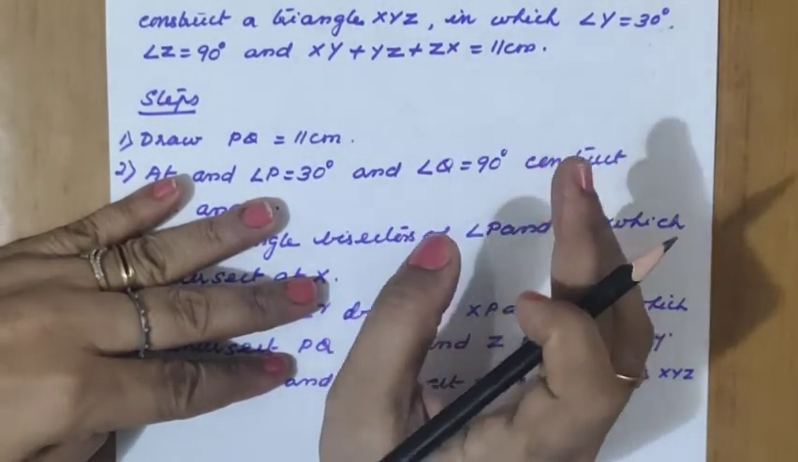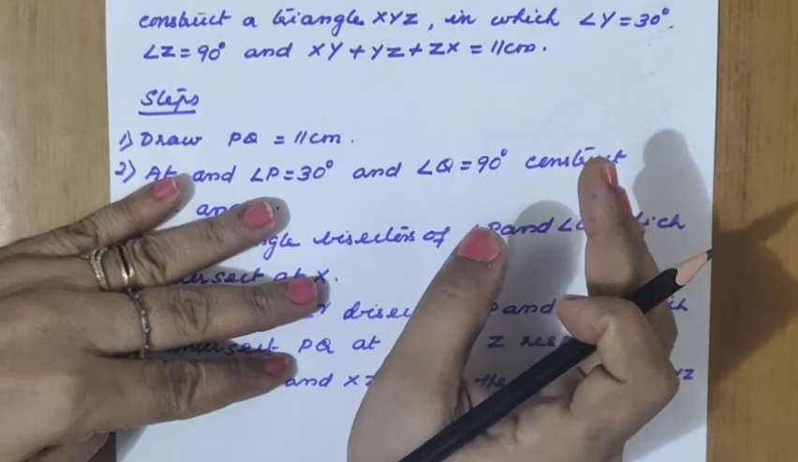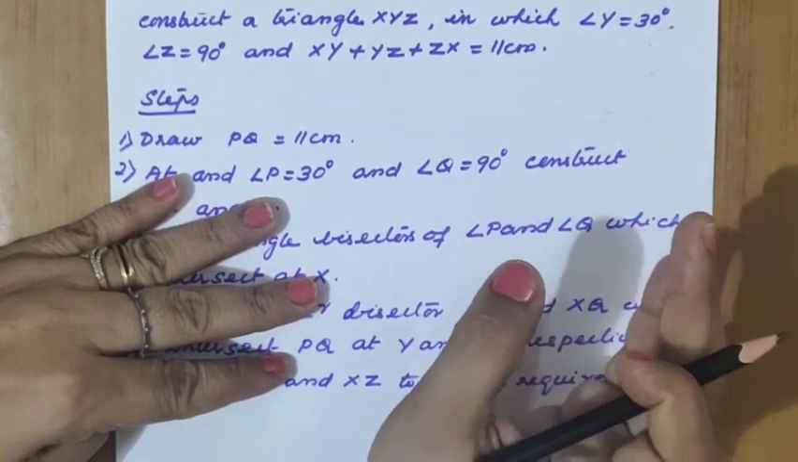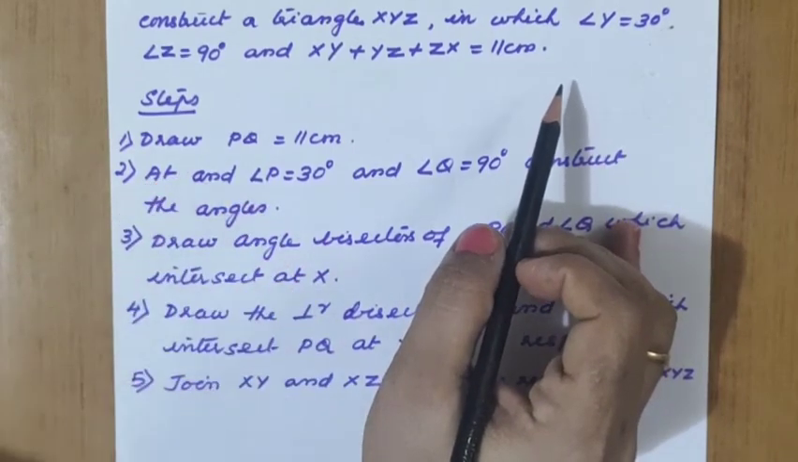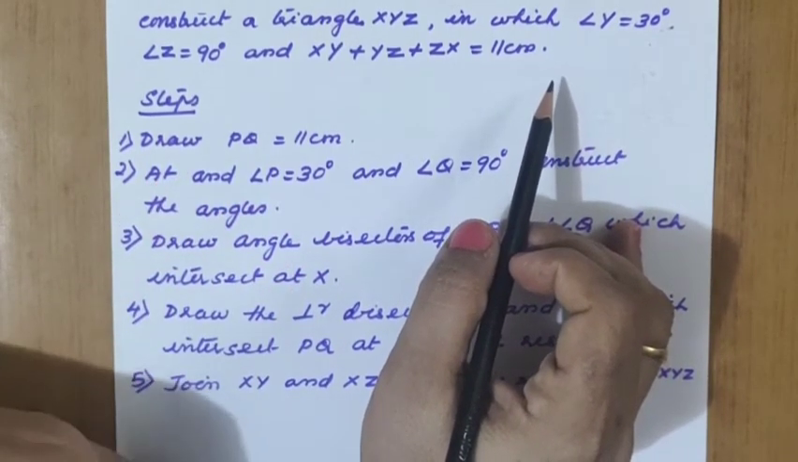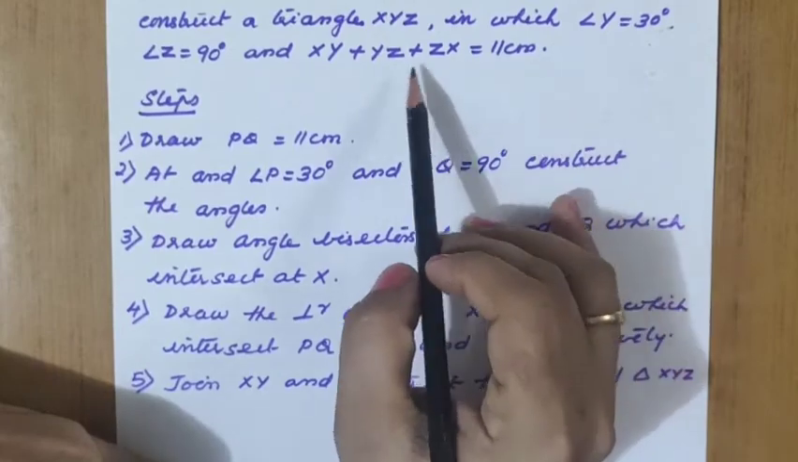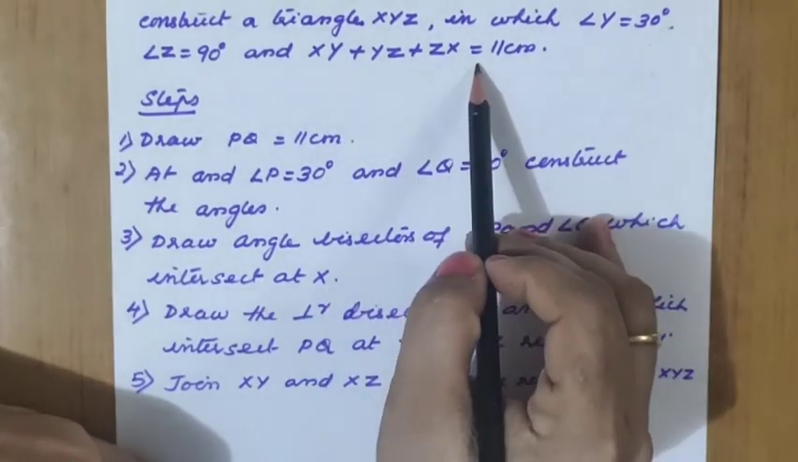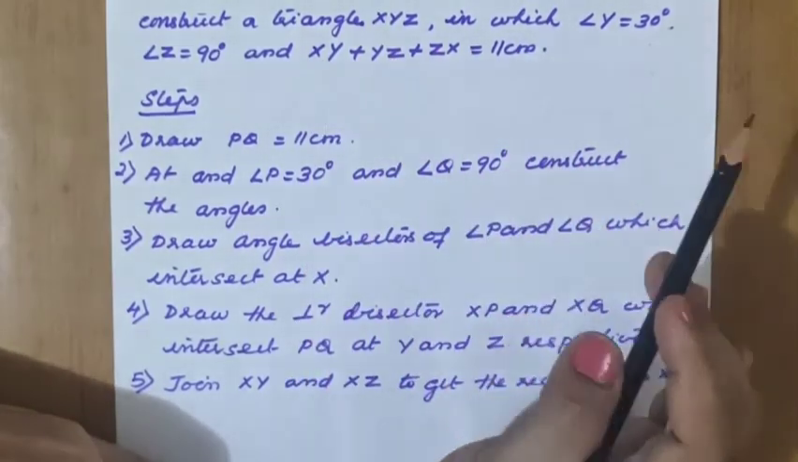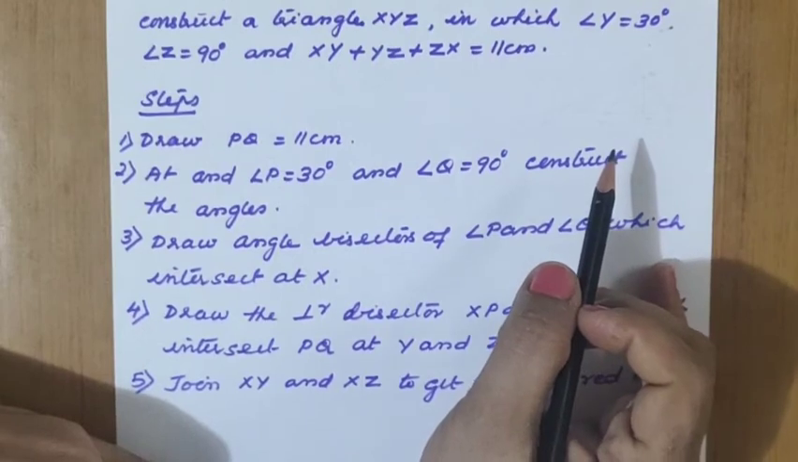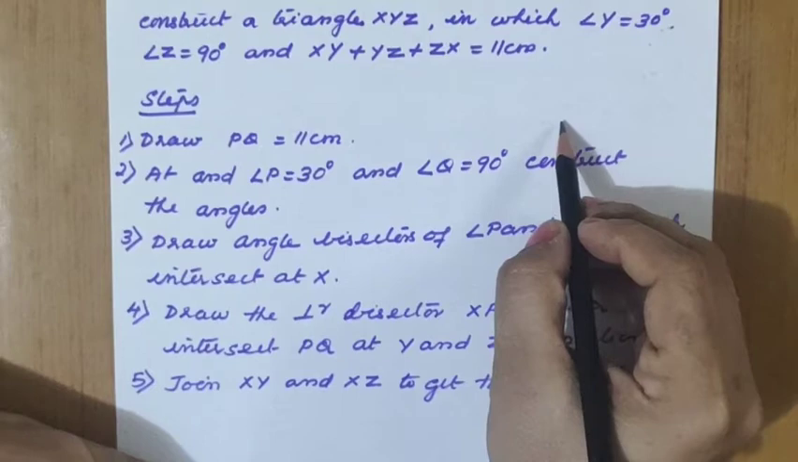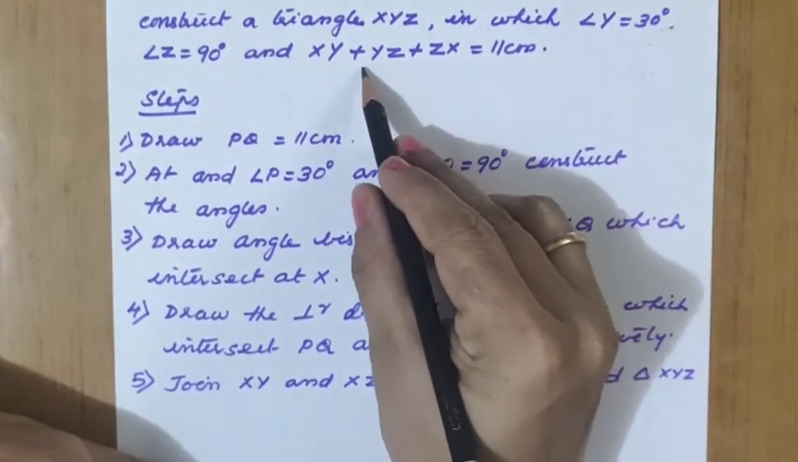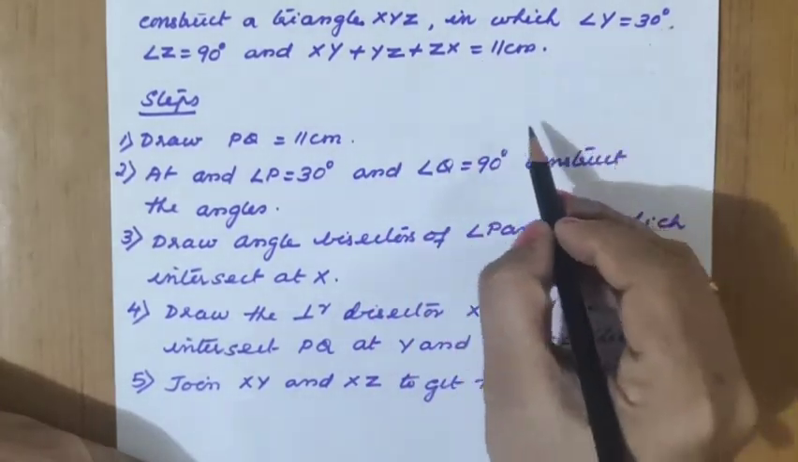In this chapter, you have already learned the construction of a triangle when the sum of two sides, a base angle and the base are given, and similarly when the difference of two sides, one base angle and the base are given. Now this time what is given? The perimeter of the triangle and two base angles are given. By using this, we have to construct a triangle. So roughly we can get the idea: the perimeter is 11 centimeters.